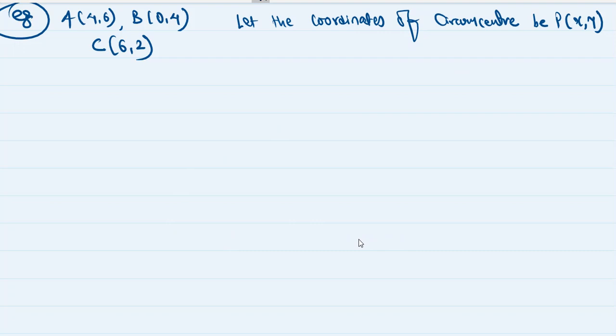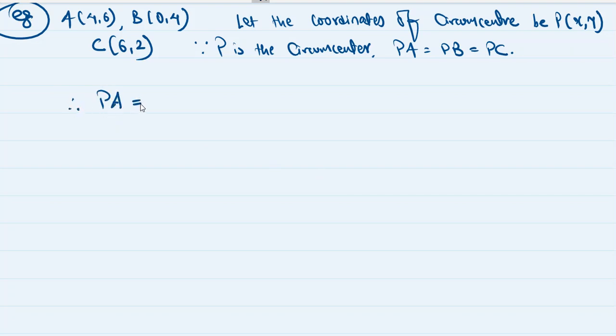We don't know any coordinate of the circumcenter, so we have to find two missing values, which are x and y. Correct? The only information we have, since P is the circumcenter, is that PA is equal to PB is equal to PC. So what is PA? Let's first find PA, then PB, then PC. Then we'll see what we get.